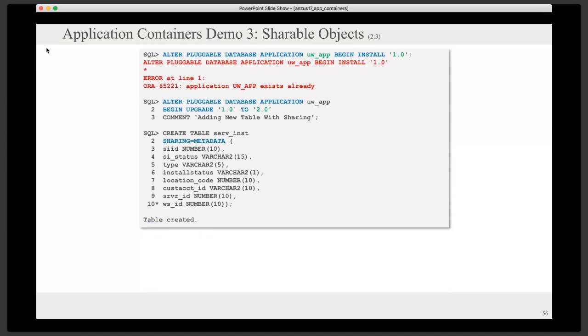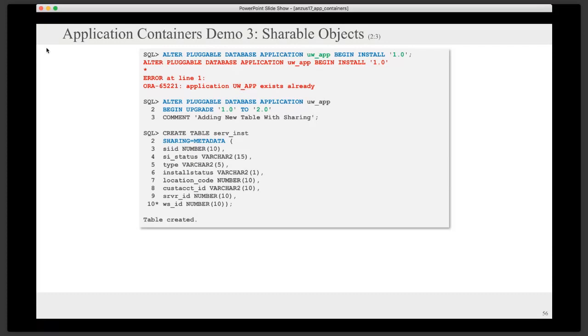I now try something that will not work. I say begin installation of version 1.0, and it says that 1.0 already exists. Pay attention. And this is where some of this change management and version control power comes from. It knows I've already got version 1 installed and I ended the install.